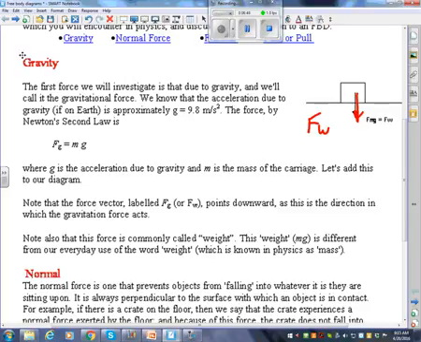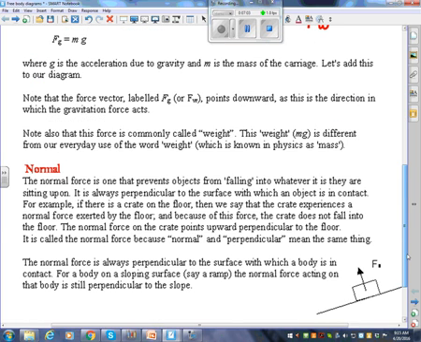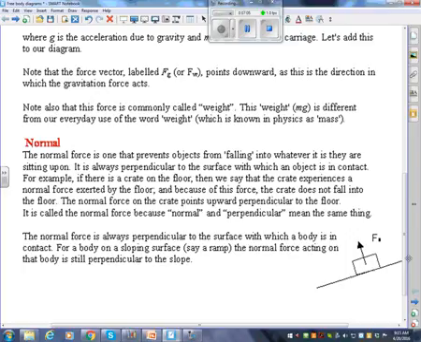Everybody know where you are on the sheet? Anybody lost? No? Good. Note that the force vector labeled Fg or Fw points downward, as this is the direction of the gravitational force. Note that this force is also commonly called weight. This weight is different from our everyday use of the word weight, which is known in physics as mass. When someone asks, how much do you weigh, and you answer in kilograms, you're really giving your mass, how much stuff you are. Weight is actually in newtons, and I have a bathroom scale that's measured in newtons. Only nerds have those in their bathrooms.